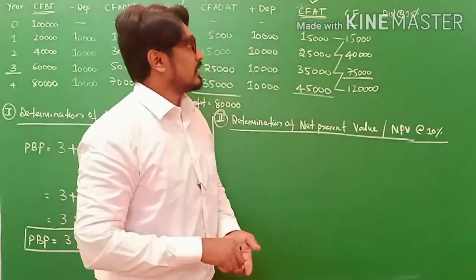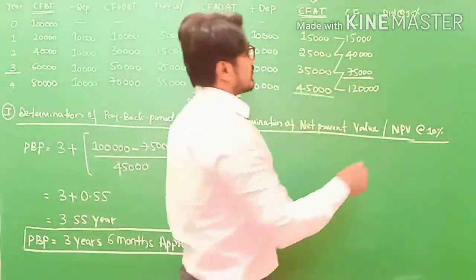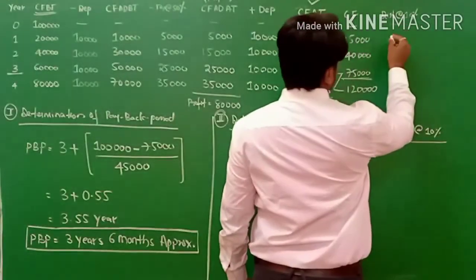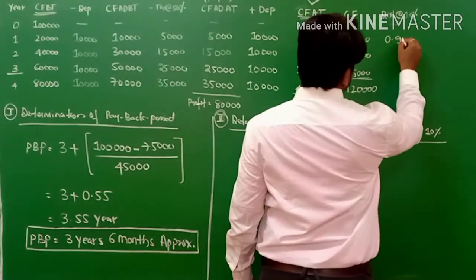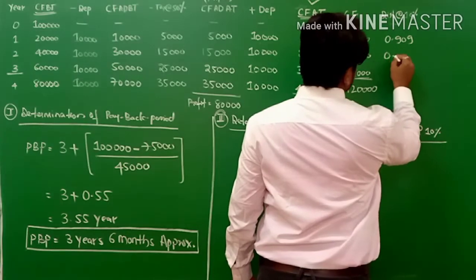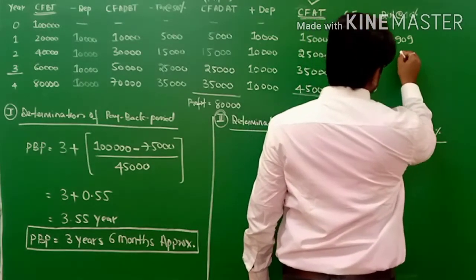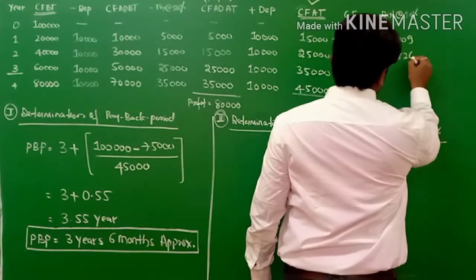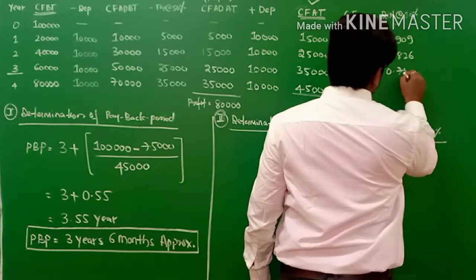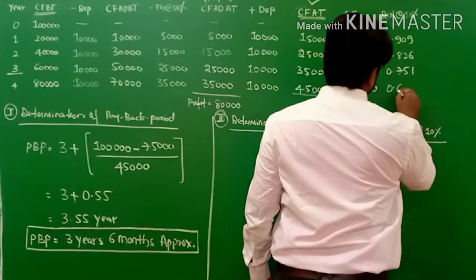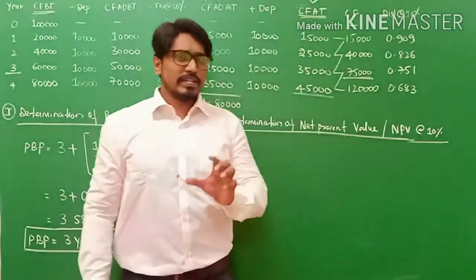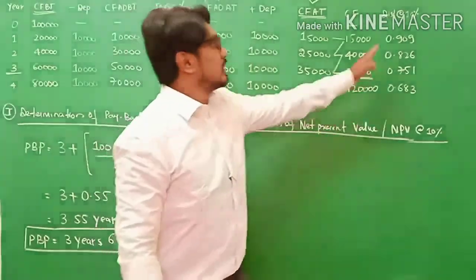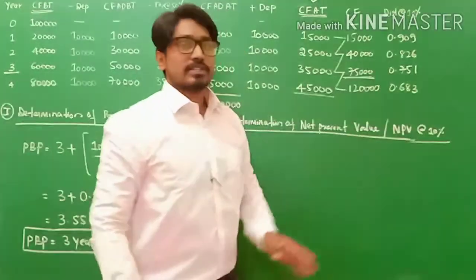You have to press equal to, according to the number of years. The first discount factor rate is 0.909. The second one is 0.826, my friends, and next 0.751, 0.683. I think you need an explanation of how I have calculated these figures.